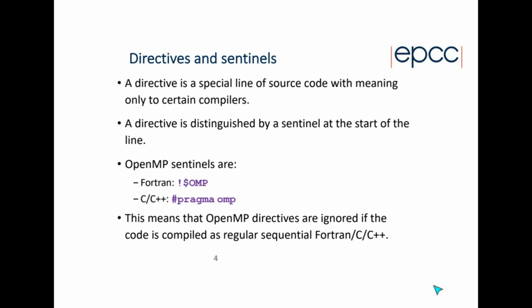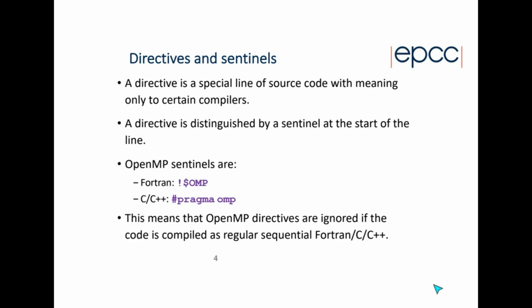So the reason for doing it like this is that it doesn't guarantee it, but it gives you some ability to write code which functions correctly both as plain old sequential code and as OpenMP parallel code in the same code base, and you can choose, depending on how you compile it, which version you're going to build.